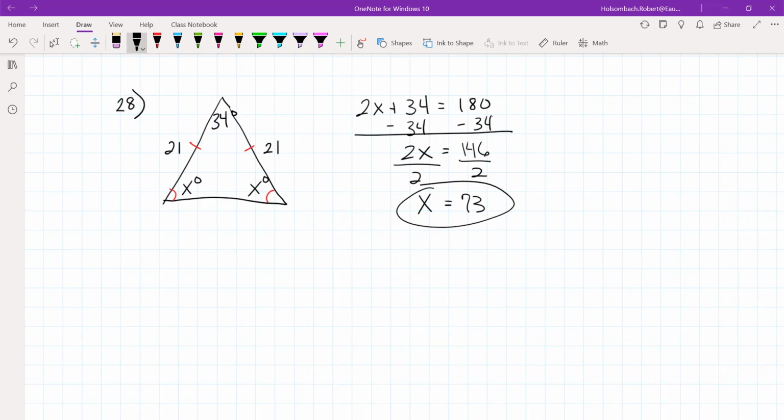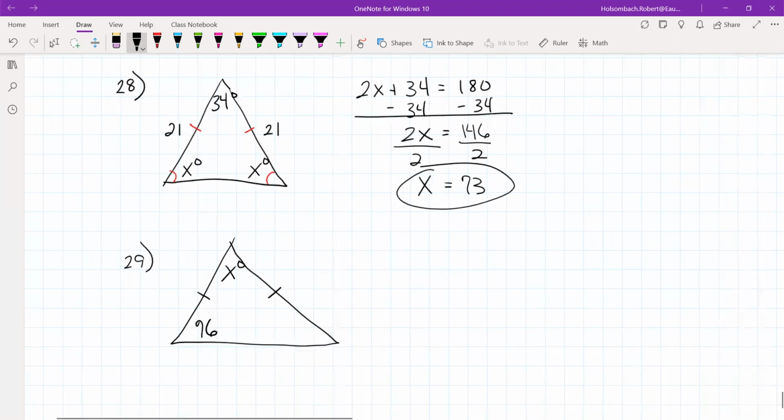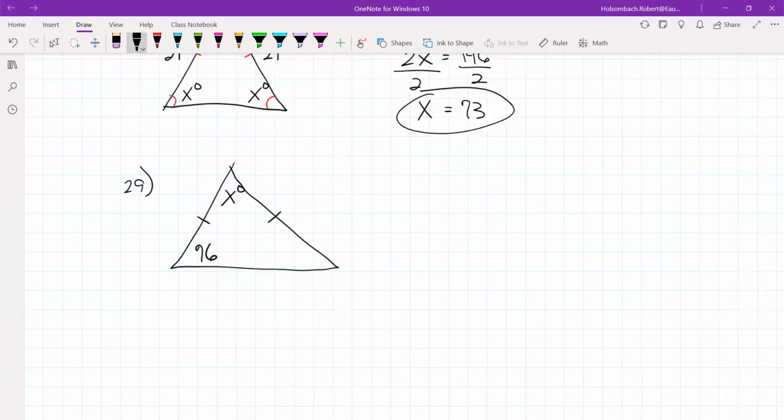Similar concept for number 29. You've got another isosceles triangle. Now your x is at this vertex angle, and you're told the two sides are congruent. You get a 76. So if the two sides are congruent, again, the angles opposite those sides are also congruent. That angle is congruent to that angle. So we write in a 76 right here.